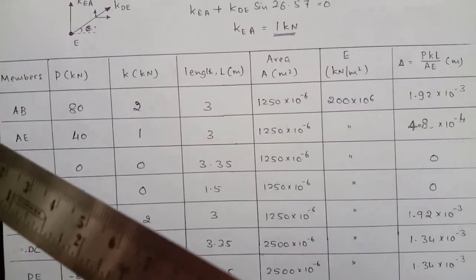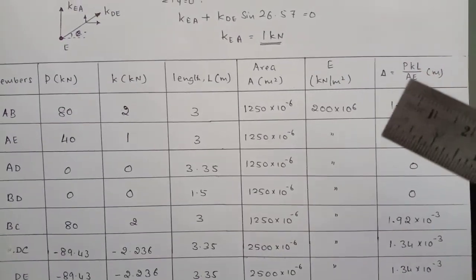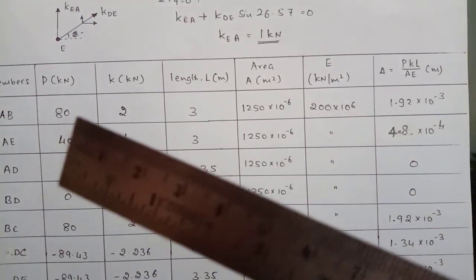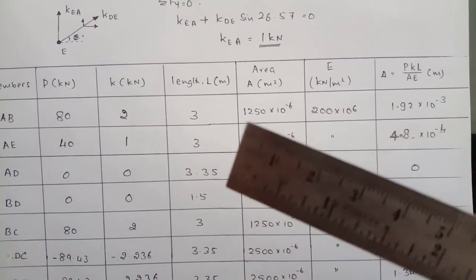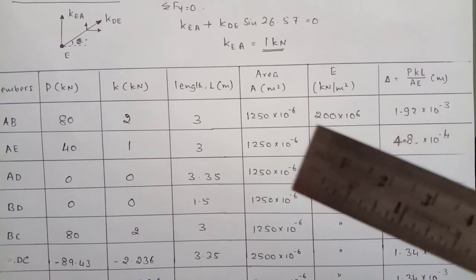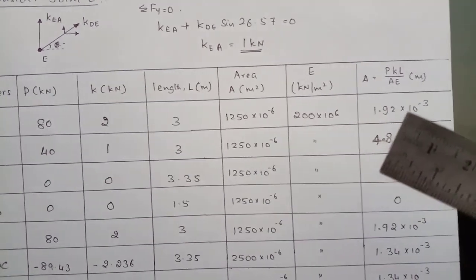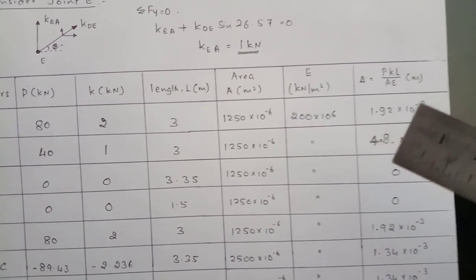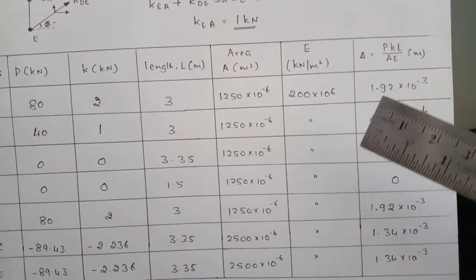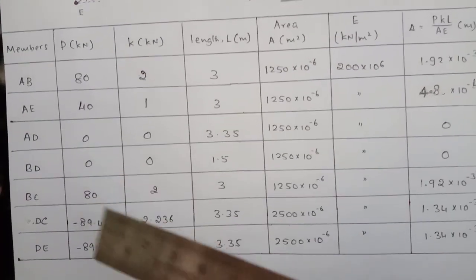For example, for the first member AB, the value of P is 80, so 80 into 2 into 3 divided by 1250 into 10 raised to minus 6 into 200 into 10 raised to 6 gives you 1.92 into 10 to the power minus 3 meter. Similarly, you calculate the deflection for all the members.